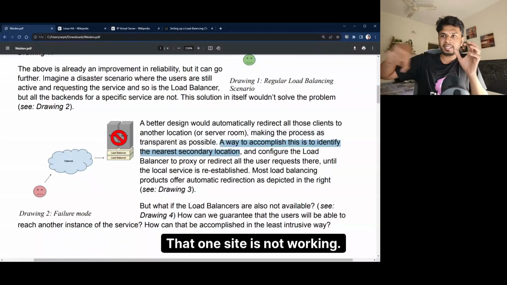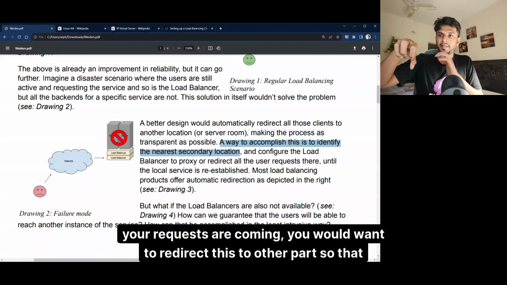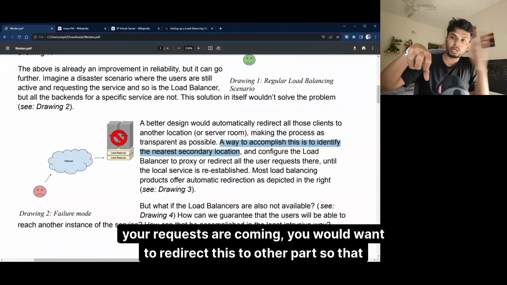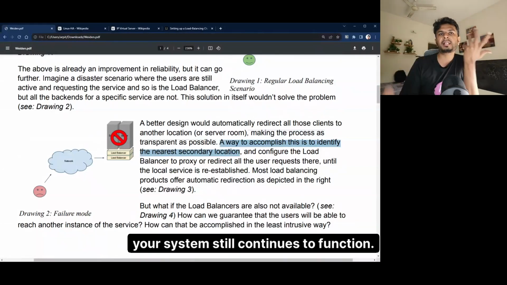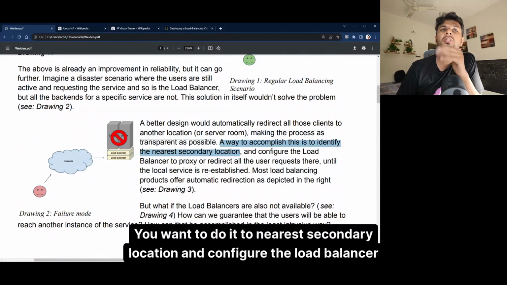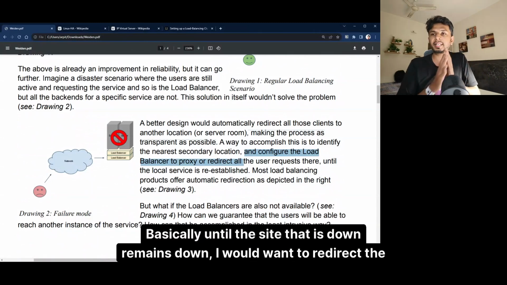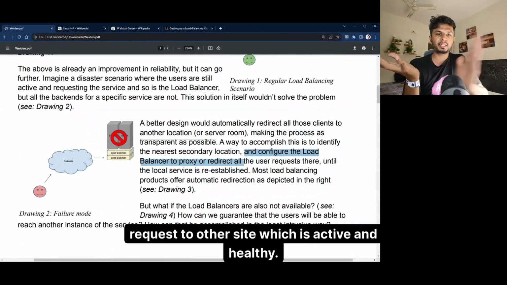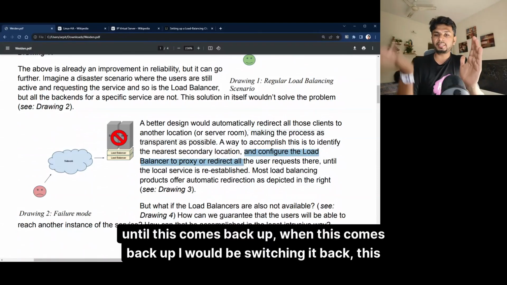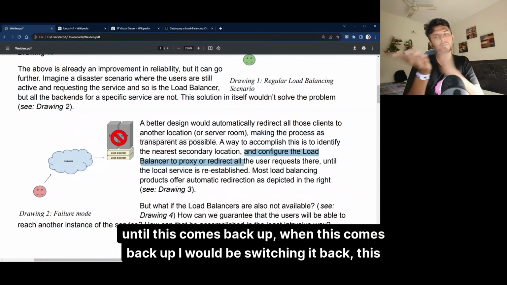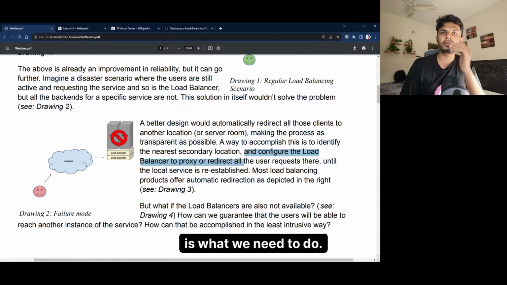That one site is not working, your requests are coming, you would want to redirect them elsewhere so that your system still continues to function. You want to do it to the nearest secondary location and configure the load balancer to proxy or redirect all the user requests there until the local service is reestablished. Basically, until the site that is down remains down, I would want to redirect the requests to another site which is active and healthy, right? Until this comes back up. When this comes back up, I would be switching it back. Right? This is what we need to do.